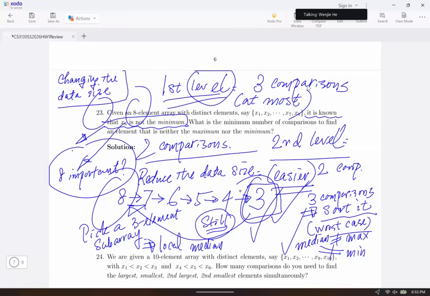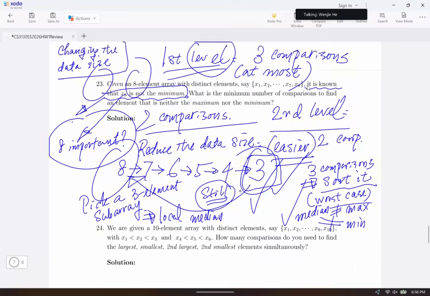That local median is a solution. It cannot be the maximum, and it cannot be the minimum, so that local median is one of the solutions. That's the rough level. You never need more than 3 comparisons. The maximum number of comparisons you need is 3. The worst you can do is 3. So that's the first level.